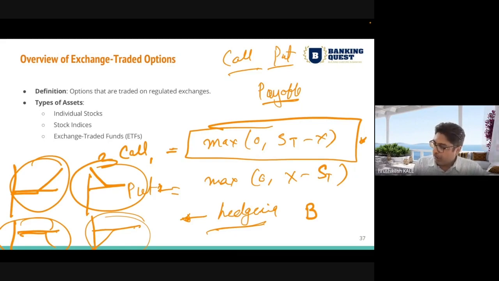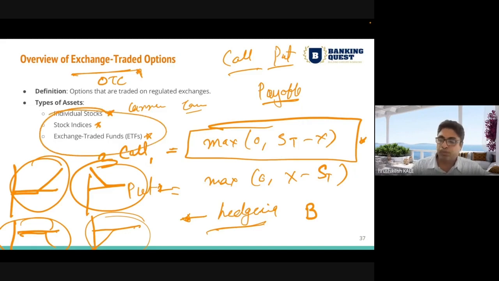Anyway, let's move on. So options can be exchange traded or over the counter. Now, when they are exchange traded, they can be on individual stocks, on indices, and on exchange traded funds also. Not only that, they can be on currency and on commodities, exchange traded itself. But we will be looking only at these three parts.